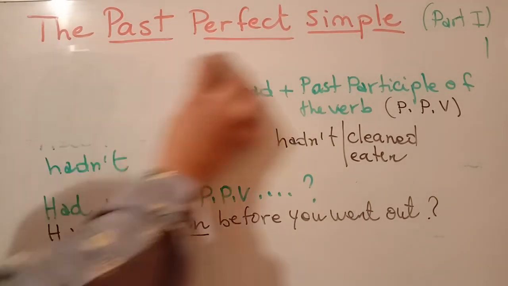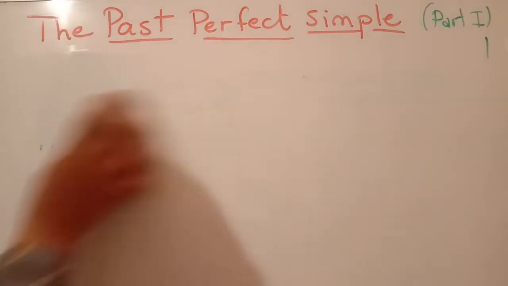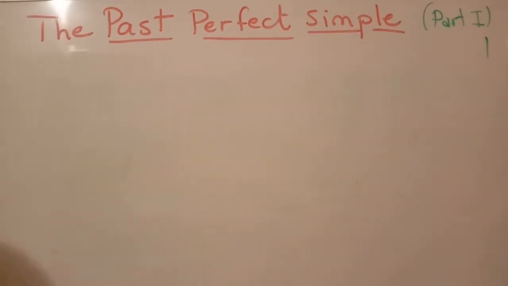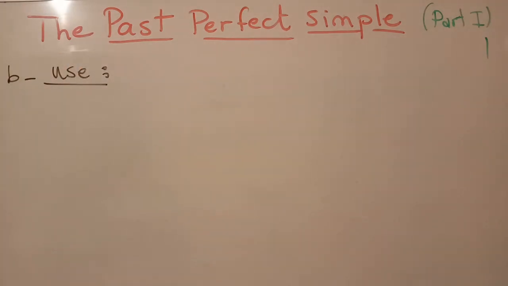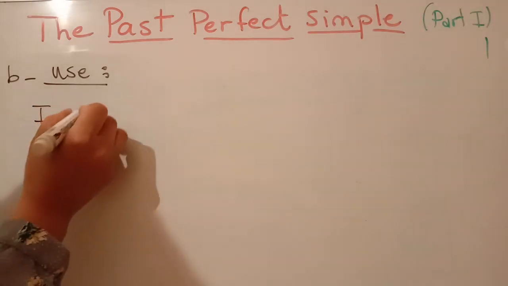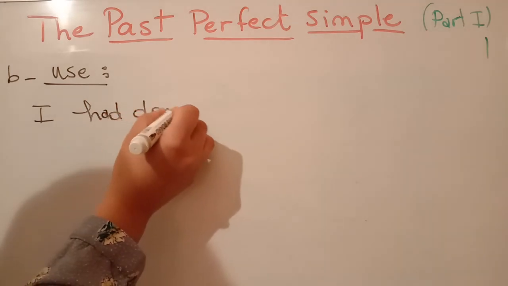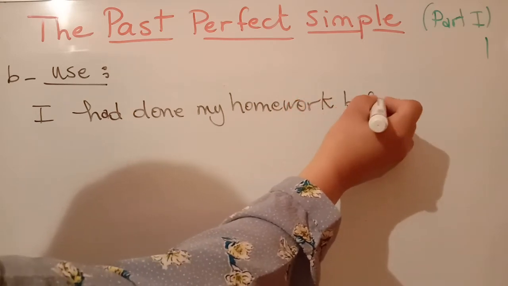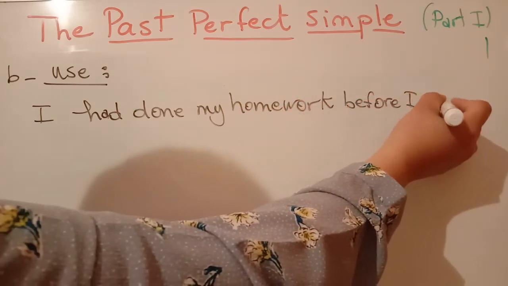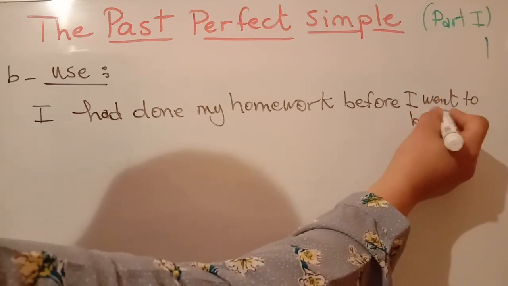So we have to understand when to use the past perfect simple. In general, we use the past perfect simple to talk about an action that came before another one in the past. To fully understand the meaning of the past perfect simple, let's study this example. I had done my homework before I went to, for example, to bed.